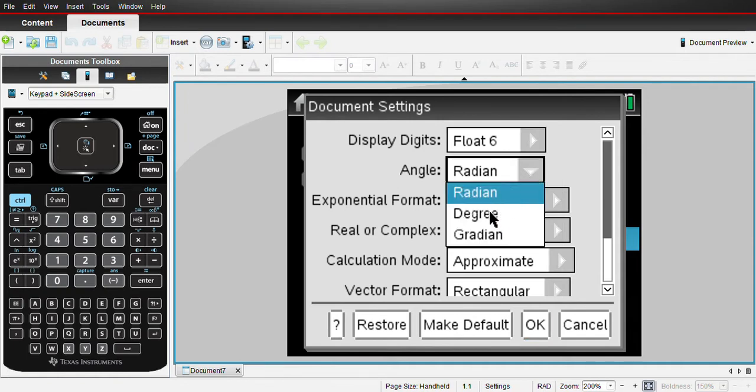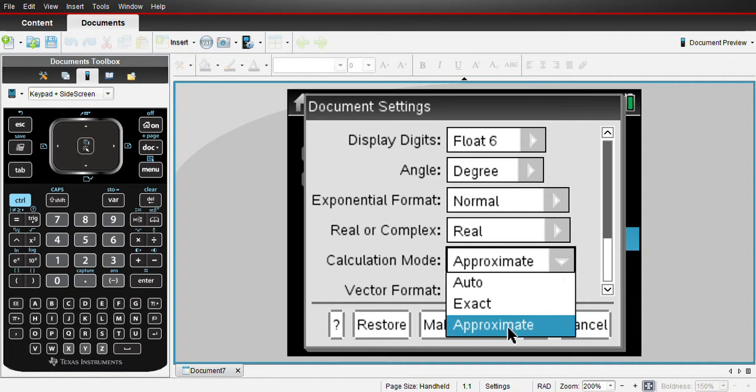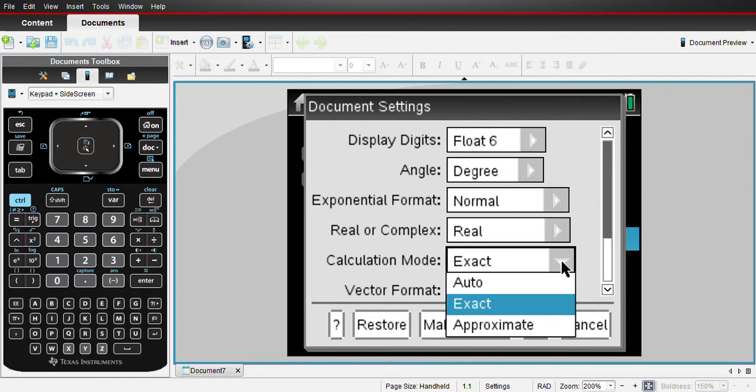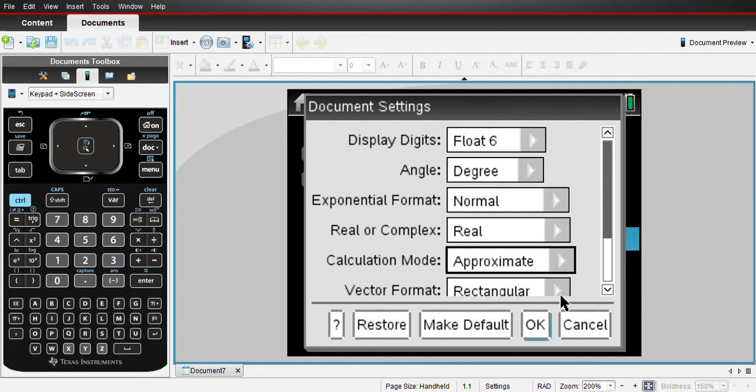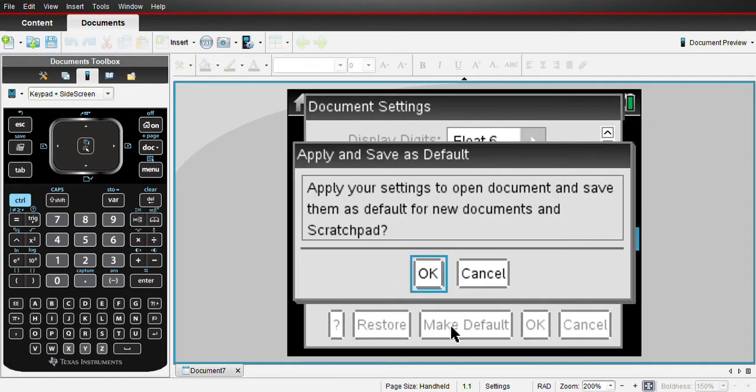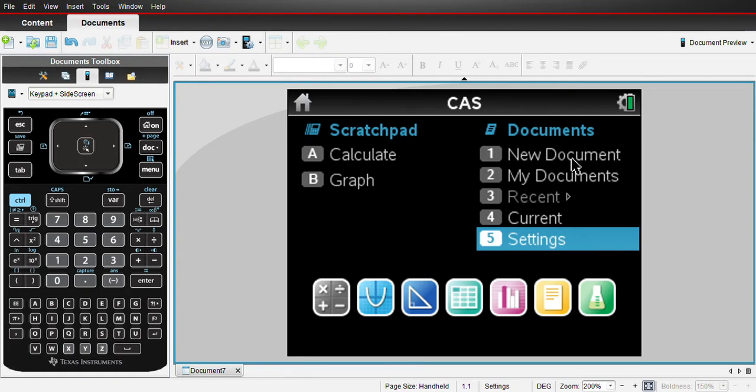6. Usually we're in degree mode, and calculation modes, approximate and exact are our two options really, but what we're just going to do is start off with approximate mode, and to put all these into action we go down to the bottom and press make default and press OK.